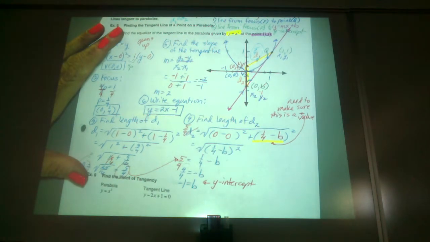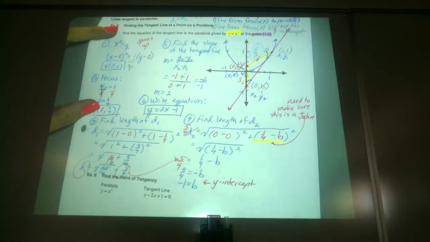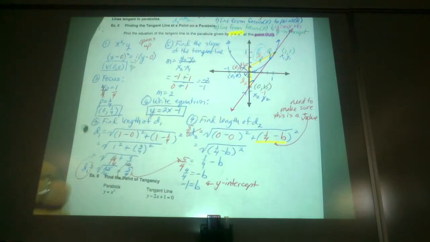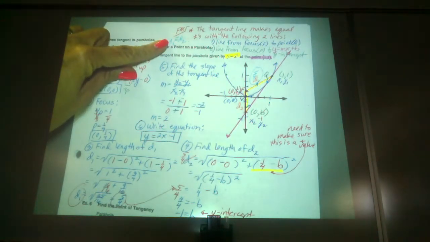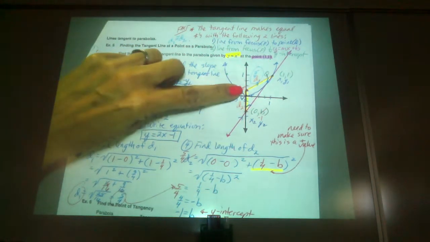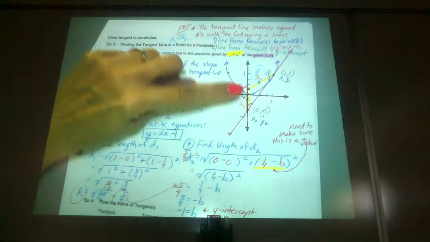Now that's the difficult question. There's a lot to that process. You need to learn the process. This you already know how to do. These you already know how to do. All the pieces you know how to do, and the math itself is easy. It's that process. What you have to really get through your head is the fact that d sub 1 is congruent to d sub 2. And what is d sub 1 and what is d sub 2? It starts at the focus and goes from the focus to the y-intercept of the tangent line, and the focus to the point of tangency.